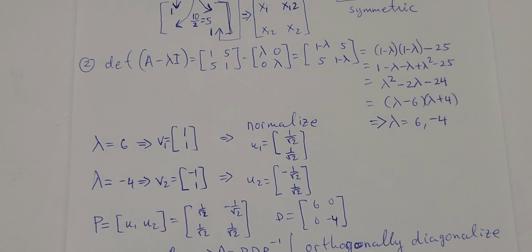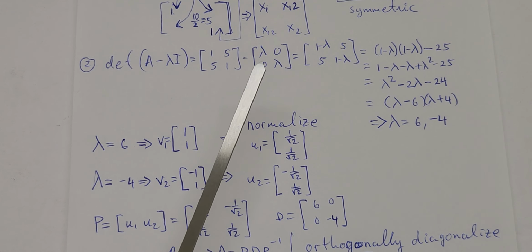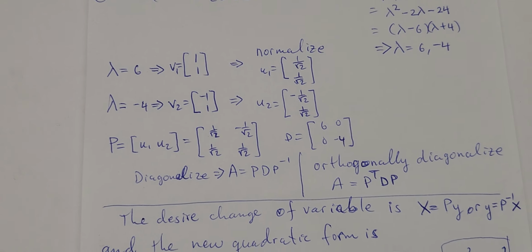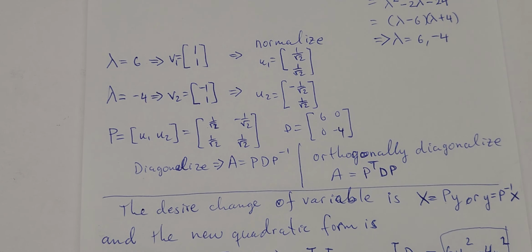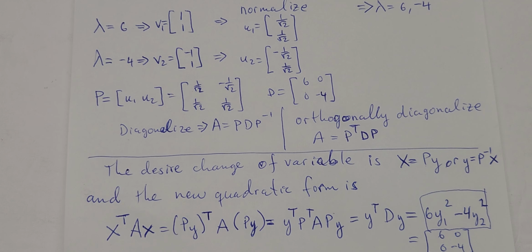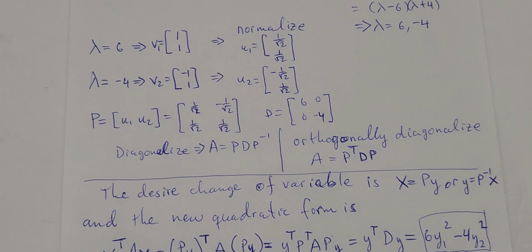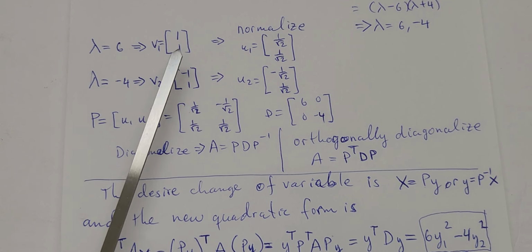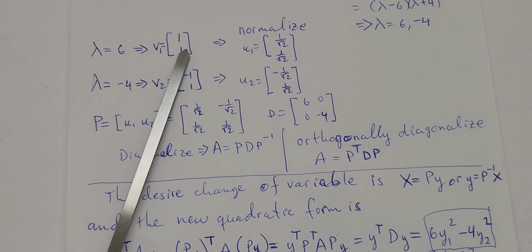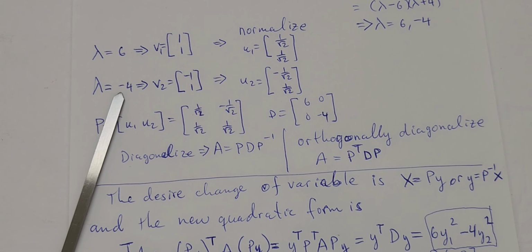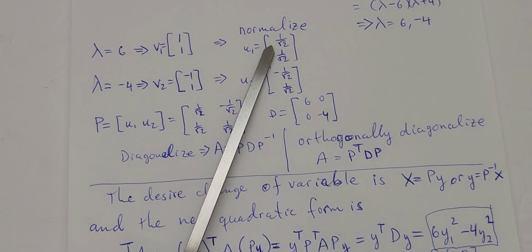Next, find the determinant, which you should know by now, so that I can get my eigenvalue. Again, a lot of steps will be skipped. Next, using the eigenvalue so that I can get my eigenvector. Here is my eigenvalue for 6 and for -4. This is the eigenvector belonging to 6. This is the eigenvector belonging to -4. Normalize this, so that's what it becomes.